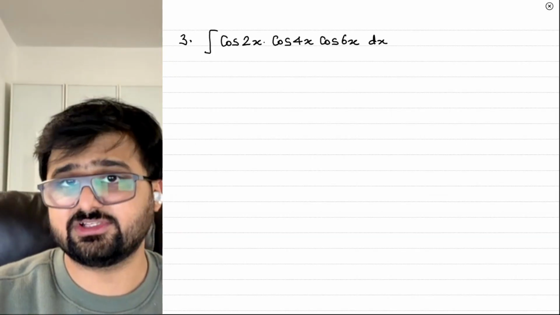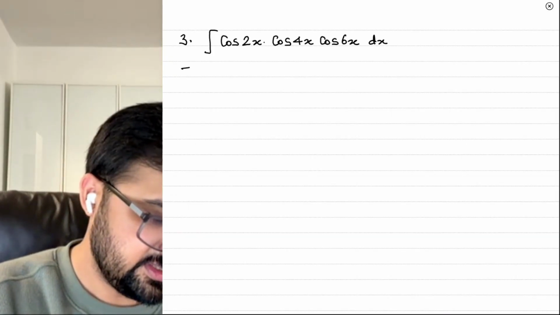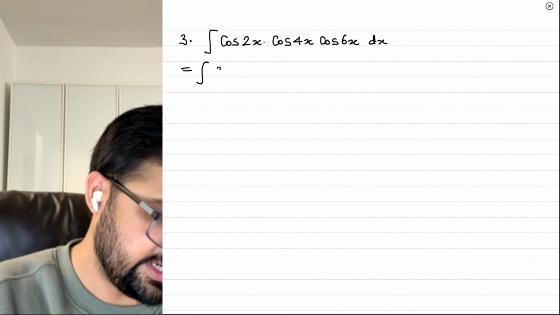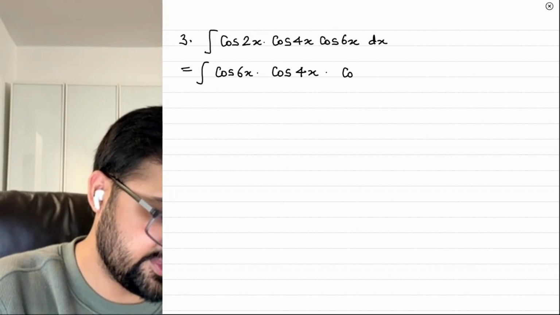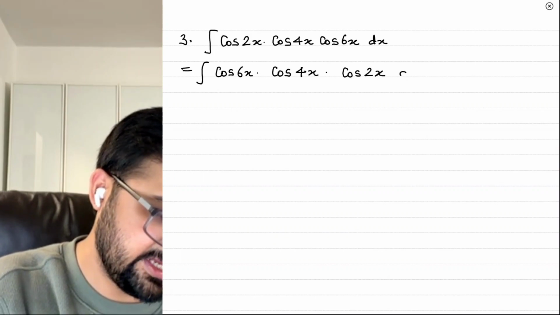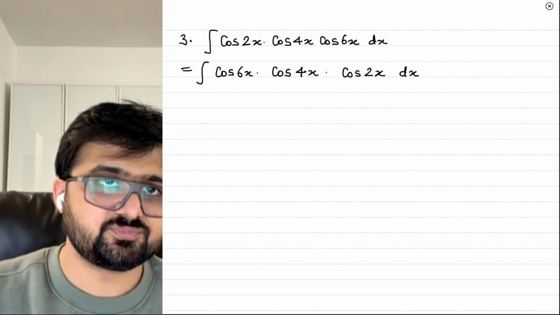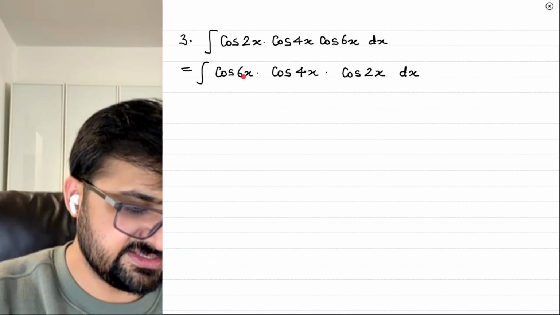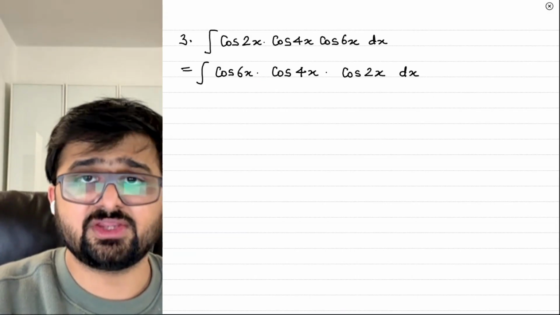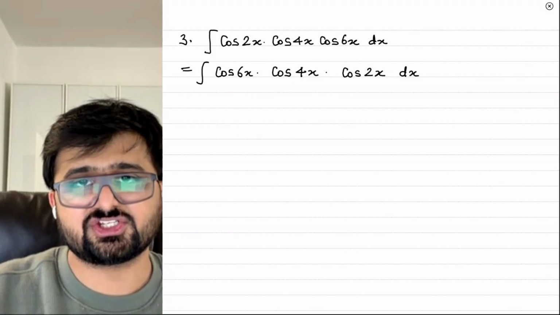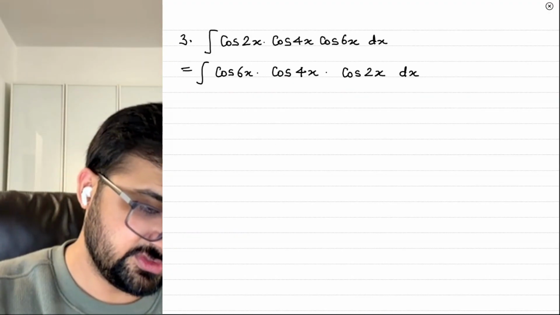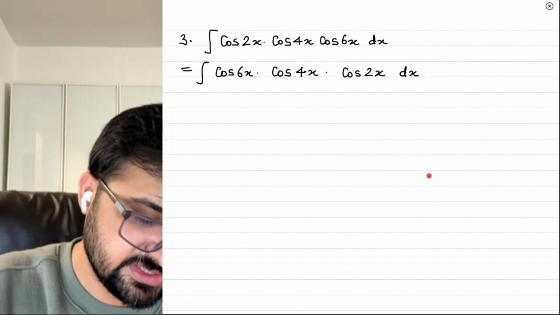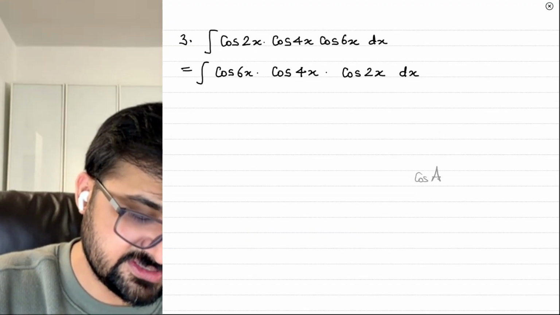That just makes my calculation a little bit easier. So you get the integral of cos 6x times cos 4x times cos 2x dx. Since it's the product of cosines, you have to convert that product into either addition or subtraction using the factorization formulas.